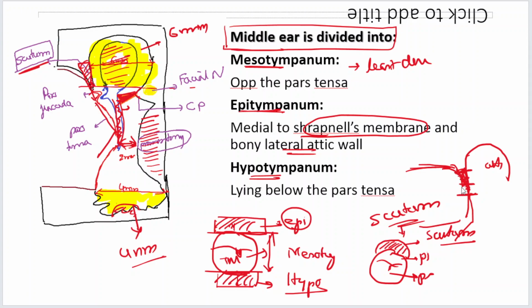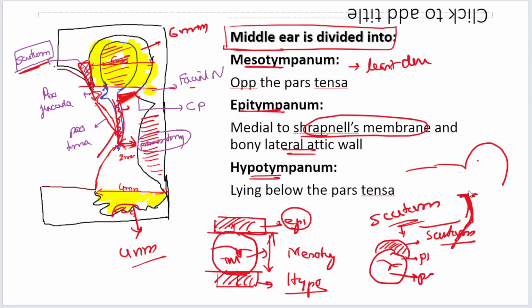In intact canal wall surgeries or atticotomy, you want to open the attic and see if there is any disease in the attic. You can remove only this part of the bone. The tympanic membrane, pars flaccida, and pars tensa will be intact.